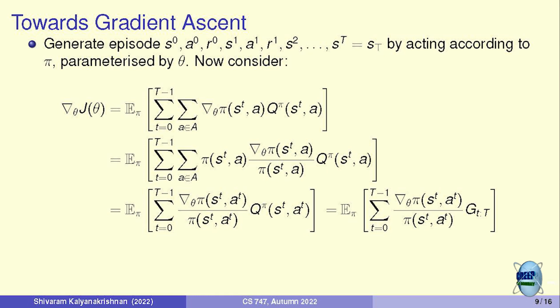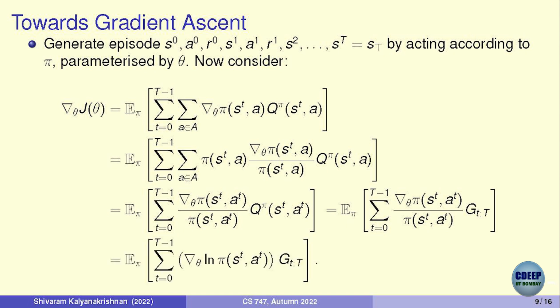Pi of STAT, you know, because of the form you gave for pi. Gt to T, you know. You sum this up over all time steps, basically for all STAT. That is a random variable. The expected value of that random variable is the gradient of J of theta. So if you use this thing instead of the gradient, you're doing stochastic gradient ascent instead of proper gradient ascent.